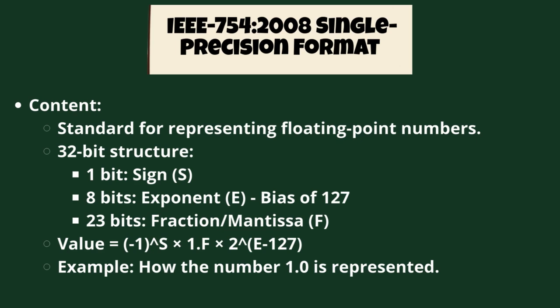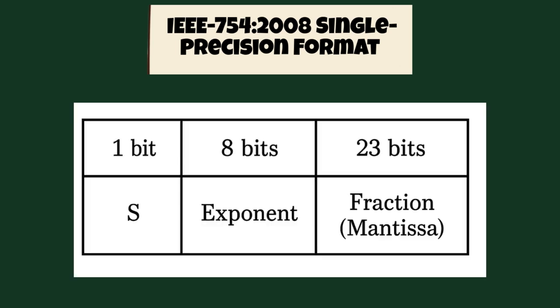It consists of 3 parts: 1 bit for the sign, 8 bits for the exponent with a bias of 127, and 23 bits for the fraction or mantissa. The value represented follows the formula (-1)^s times 1.f times 2^(e-127). For example, the number 1.0 has a sign of 0, exponent 127, and a fraction of all zeros.